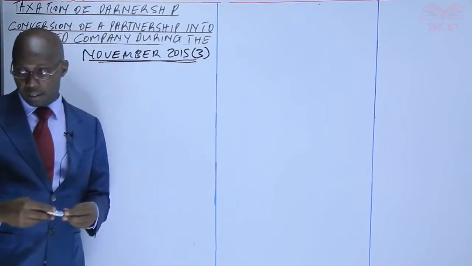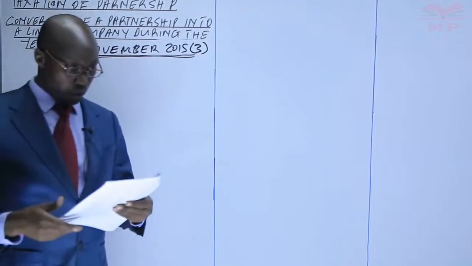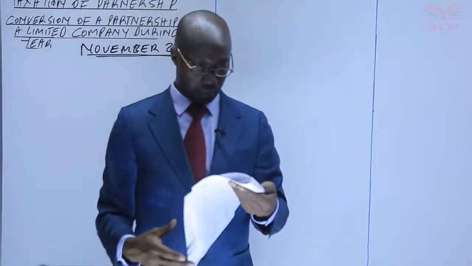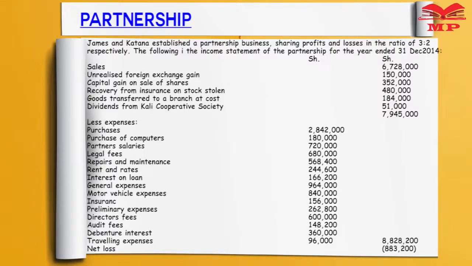Question number 3. And I want us to go through it. This is what the question says. James and Katana established a partnership business, sharing profits and losses in the ratio of 3-2 respectively. The following is the income statement of the partnership for the year ending 31st December 2014. We have the sales, consisting of unrealized foreign exchange gain, capital gain on sale of shares, recovery from insurance on stock stolen, goods transferred to a branch at cost, dividend from Cali Cooperative Society, and total incomes.